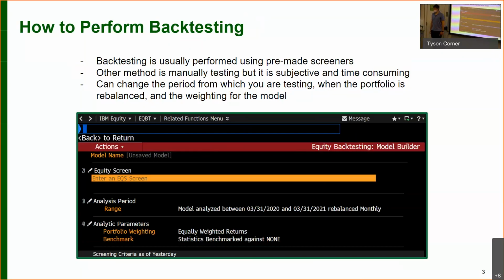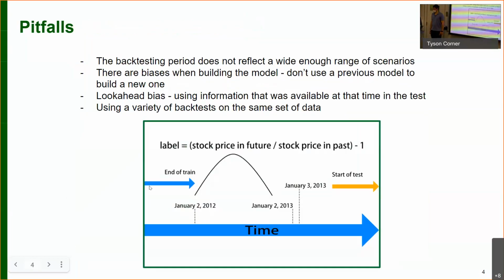You can have it all equally weighted, so that if it finds a company that meets your criteria, it has equal weight in the portfolio, or it can be weighted off market cap, or pretty much however you want. And just to note, when you are backtesting, there are certain pitfalls that come with doing it.